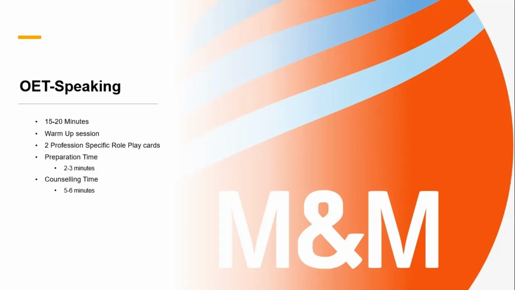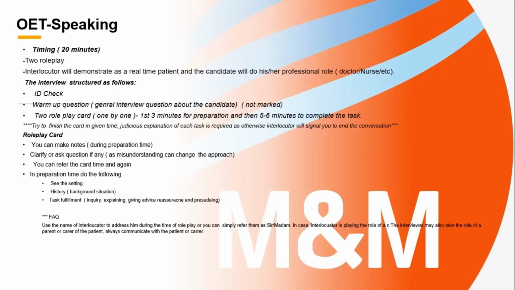Per card, you will be having 5 to 6 minutes. So independently, there will be 2 different speaking sessions, each with 3 minutes of preparation time and 6 minutes for counseling time. A general overview of your speaking scenario: ID check is the most important thing that they will do first and foremost before they can start your exam. That is followed by the warm-up, already discussed.